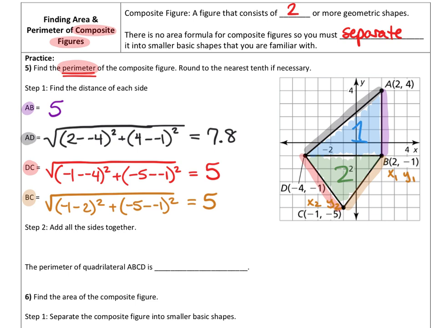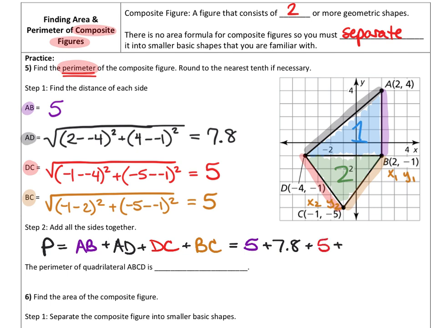Now remember, the question was find perimeter. We just had to do a whole bunch of work to find these side lengths to be able to do that. Perimeter just means add up all the sides. So if I was finding the perimeter, it would be equal to AB plus AD plus DC plus BC. But we have all of those numbers. We just found them all. This would be 5 plus 7.8 plus 5 plus 5.